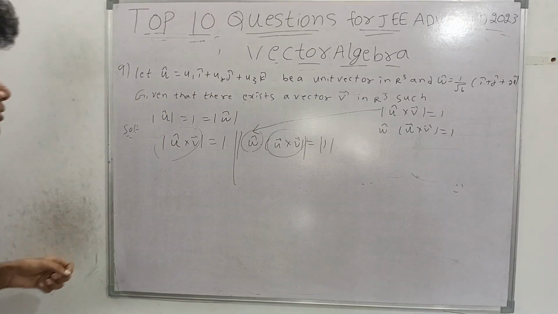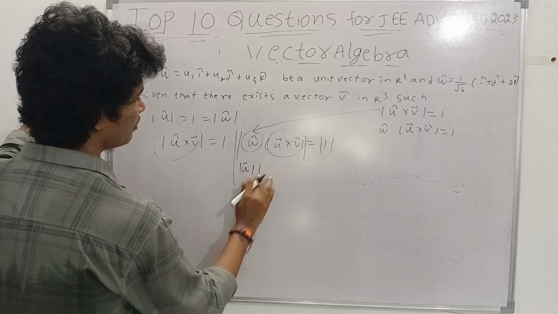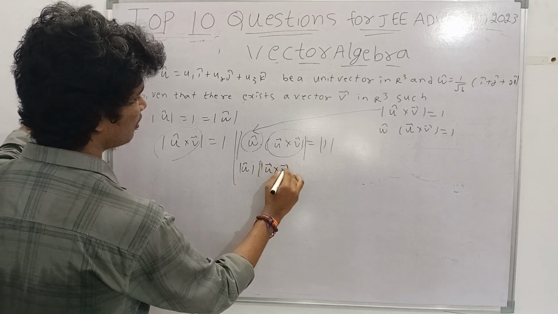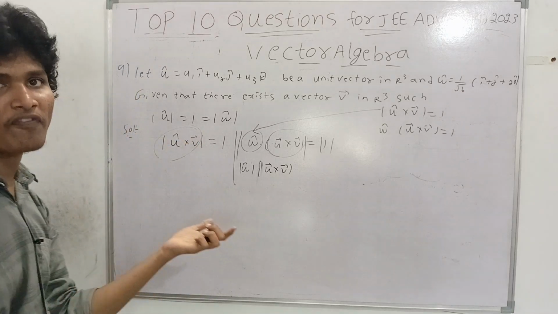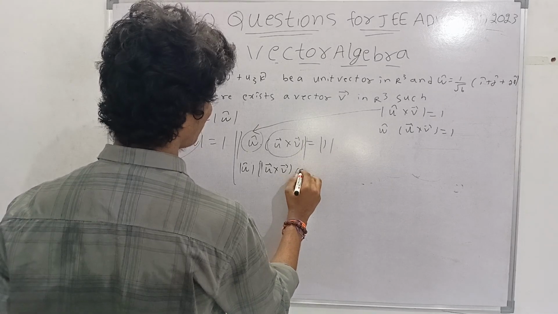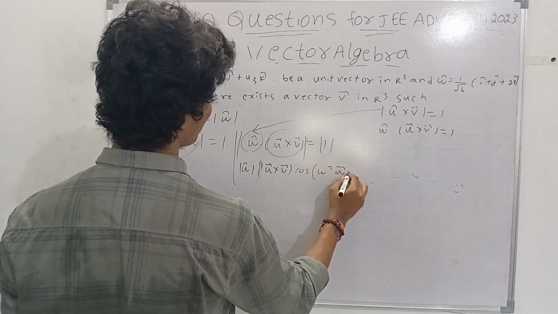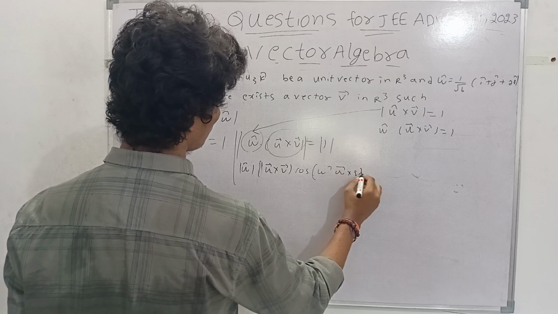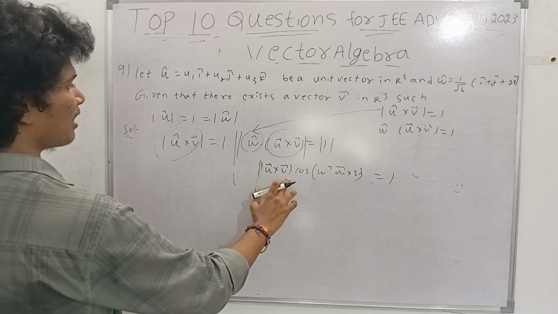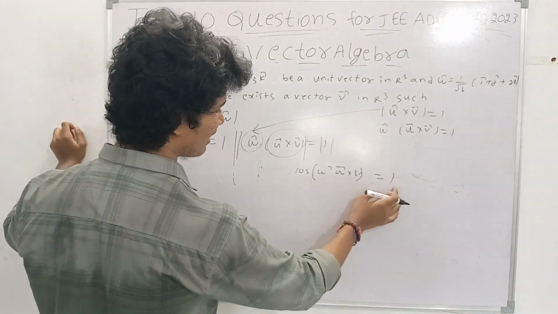what will I get? This is the dot product simply, that is omega dot this thing. What is the formula of A dot B? Magnitude of A into magnitude of B into cos of angle between them. Cos of the angle between omega vector and u vector cross v vector, and this is equal to 1. What is omega? This is 1. And what is u cross v? It is also 1. And simply we are getting the answer 1.